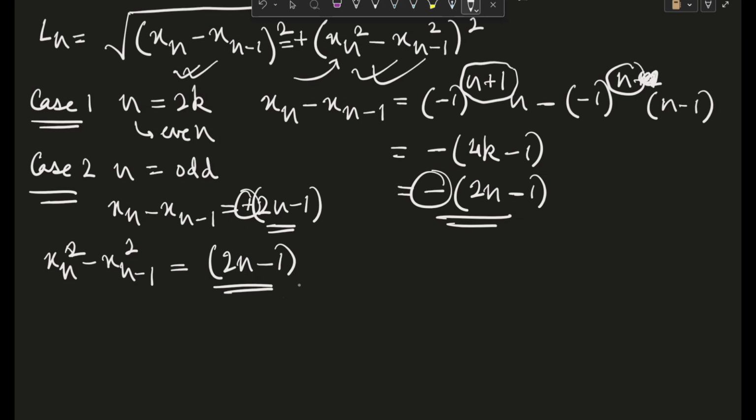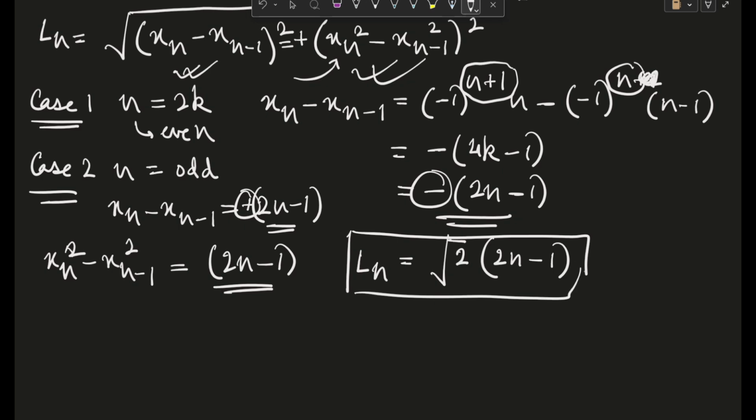Okay, so now I guess we are in a pretty good position to put our values. So ln, this thing will be your 2n minus 1 and another 2n minus 1 squared. So root under 2 times 2n minus 1 square. So ln will be root 2 times 2n minus 1. This is your final expression for ln.